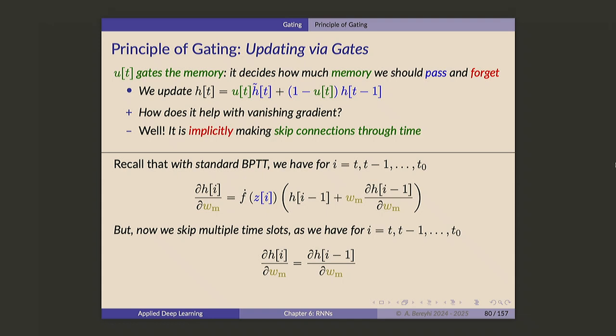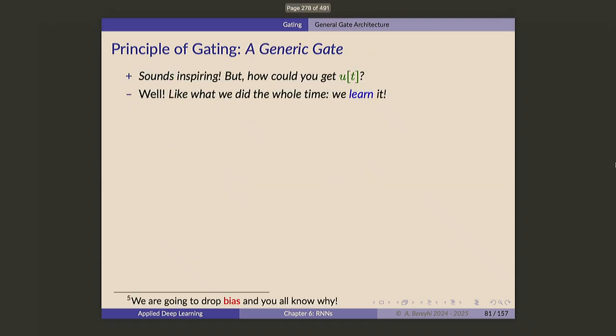Questions? So you got the idea of gating, right? The only thing that remains here is how we can find out what u is. Obviously, you can expect that we are going to learn it. So we're going to give a bunch of weights to that guy, and it is also going to learn how to do the gating. And we are going to discuss this next time, okay?